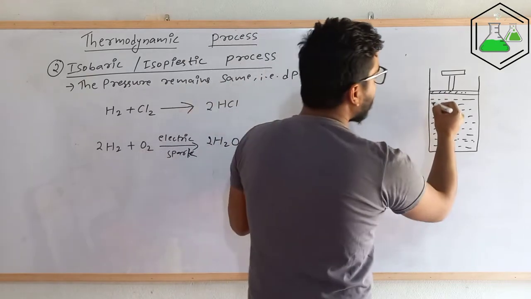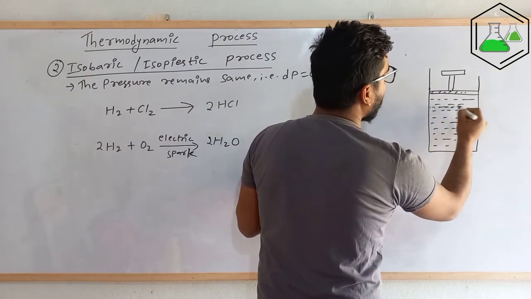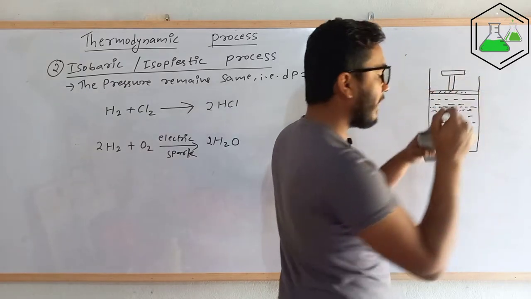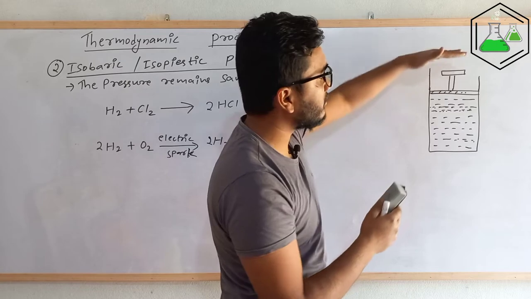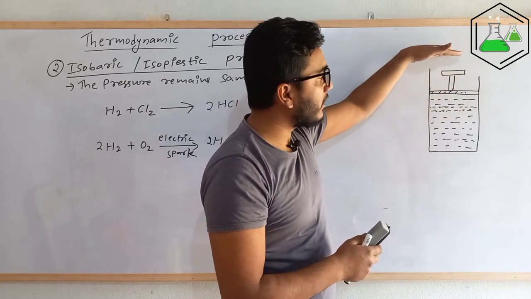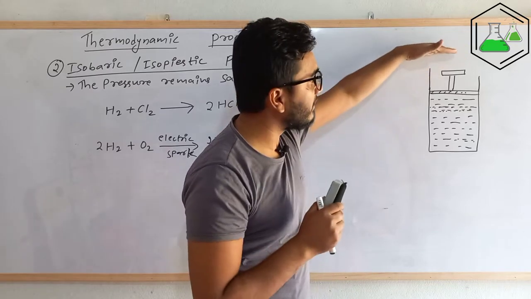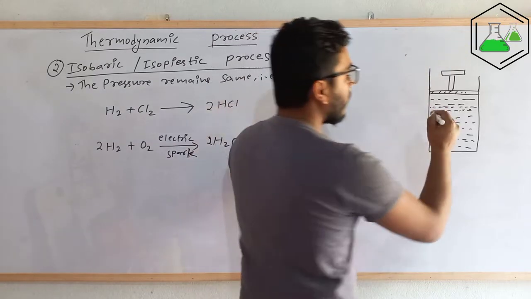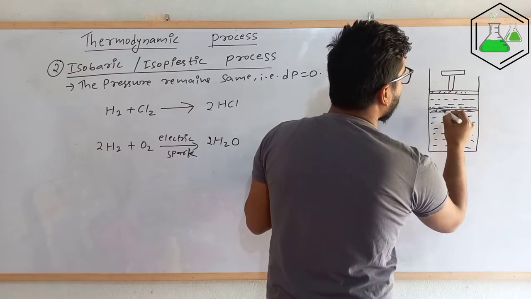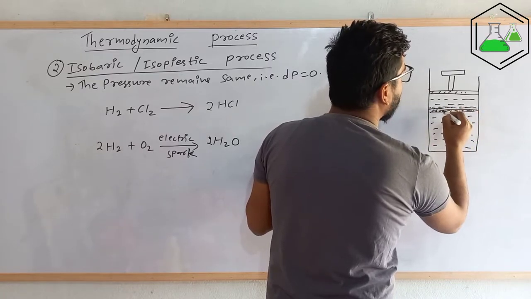That means this piston will come here now. As the volume is decreasing, to maintain the pressure, the piston also comes down. If the volume is decreasing, to maintain the equal pressure, the piston comes down. So in that particular case, the piston will now come here in order to maintain the pressure.